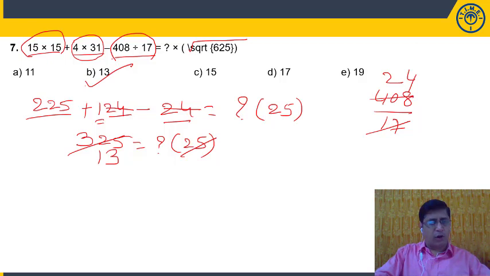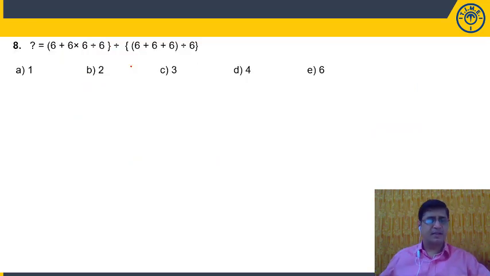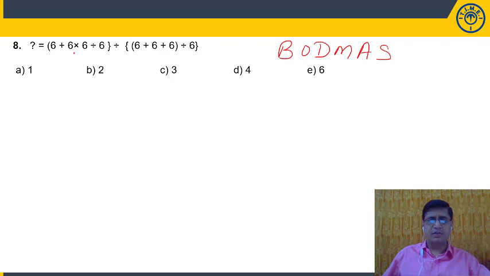Okay. Now look at the next example on your screen. Question mark is equal to 6 plus 6 into 6 divided by 6, divided by 6 plus 6 plus 6 divided by 6. This is the one part. Now, using the BODMAS rule, the first priority is bracket, then division, multiplication, addition, subtraction. There is no problem if you add first or subtract first.